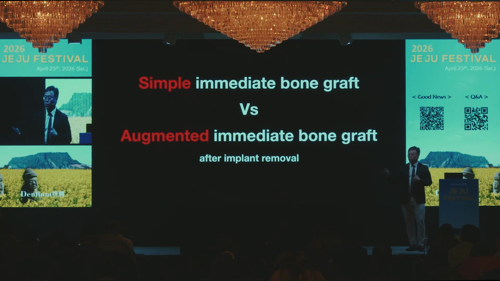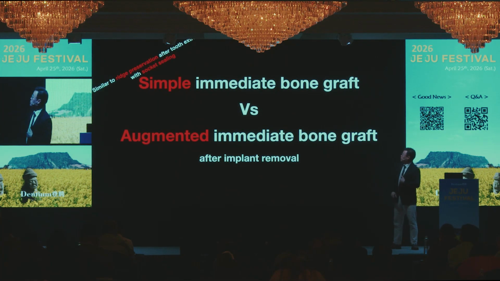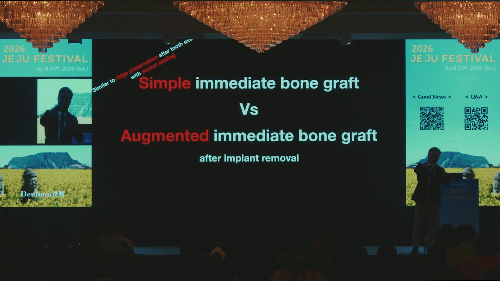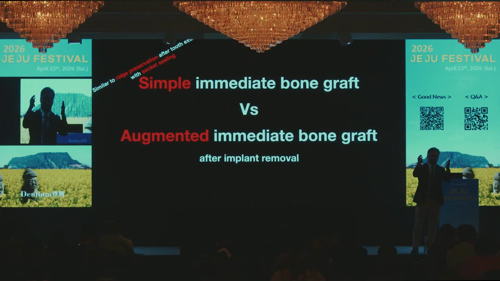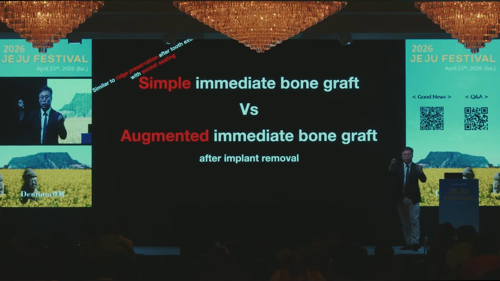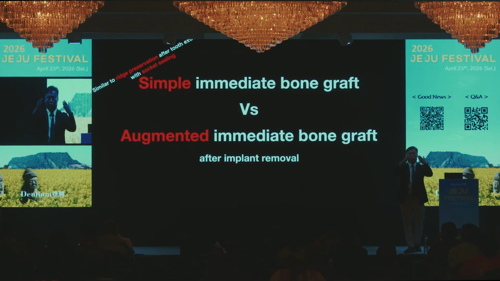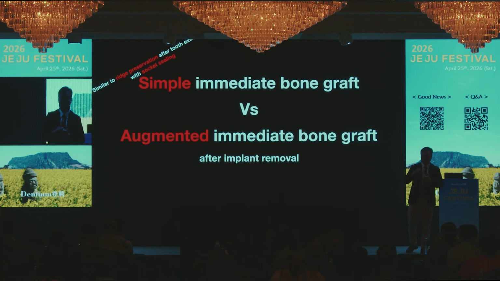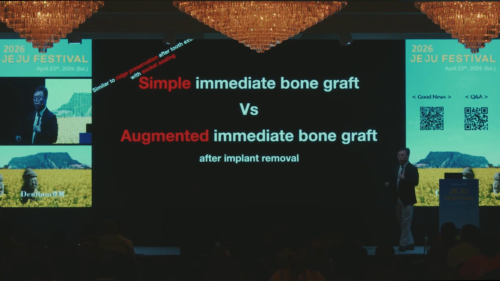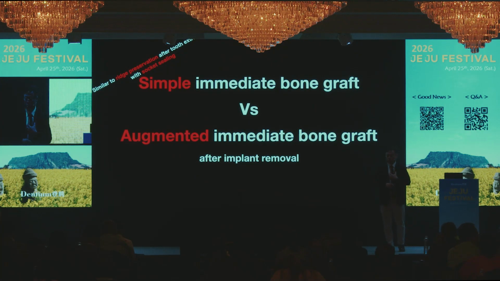So I'm going to explain two different procedures: simple immediate bone graft after removing the implant, and augmented immediate bone graft. The simple one is similar to the ridge preservation technique. It's a contained defect. After extracting the tooth, there's a well-defined extraction socket, and then we can consider the ridge preservation technique. And also after removing the implant, if there's a well-defined containable defect, then we can consider simple immediate bone graft. It's very similar to the ridge preservation technique.